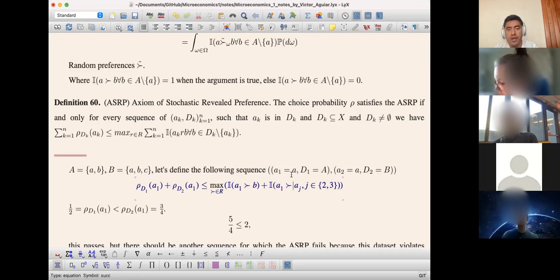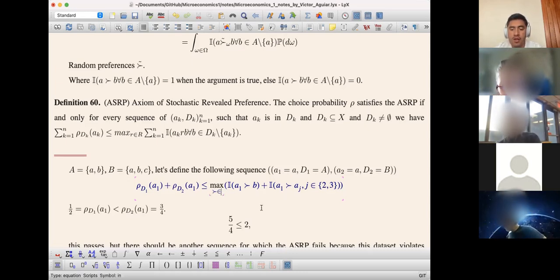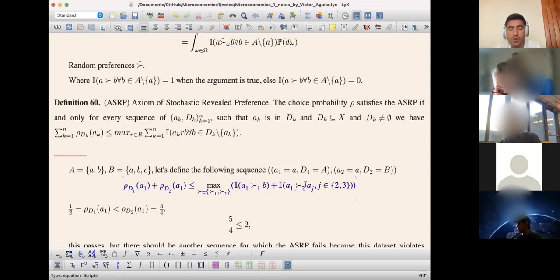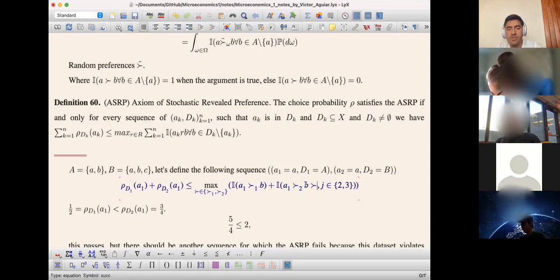And in the second menu, A1 is better than AJ, right? An AJ contains, of course, B and C. So now there are two possible rankings, and then I'm taking the maximum over these rankings. In particular, I'm going to make it even more explicit so there is no confusion. So this ranking is going to be ranking 1, and this ranking is going to be ranking 2. I'm going to make it super explicit so there is no confusion.